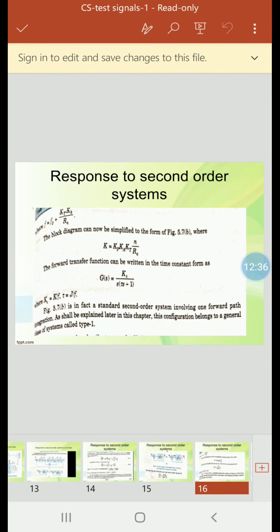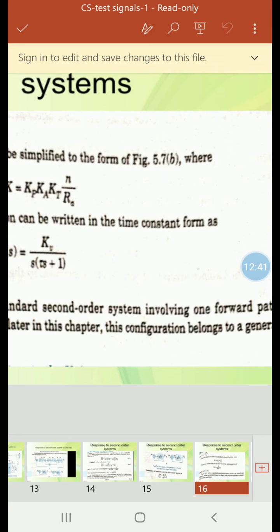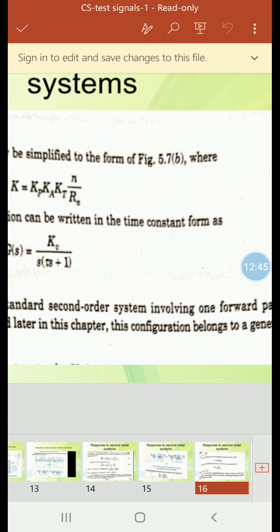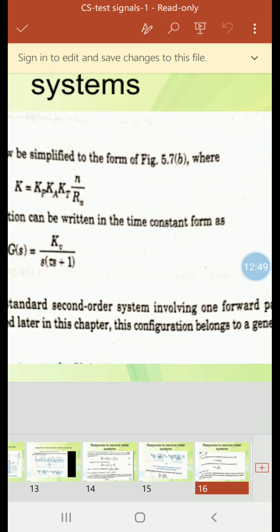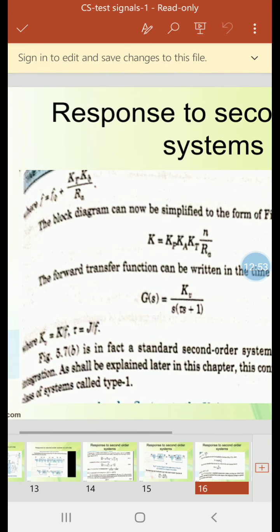The figure B, in fact, is a second order system involving one forward path integration. So we have considered a second order system only, which is involving one forward path integration. Then the configuration belongs to a general class of systems called type 1.